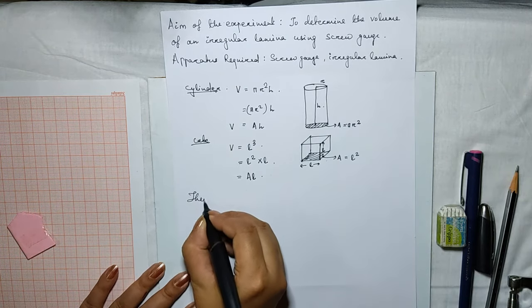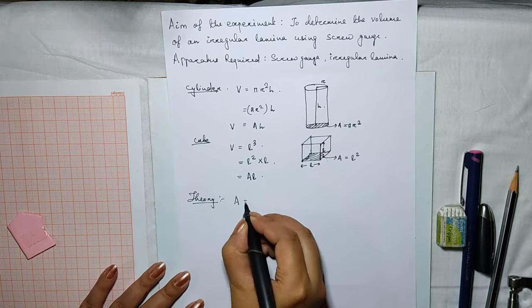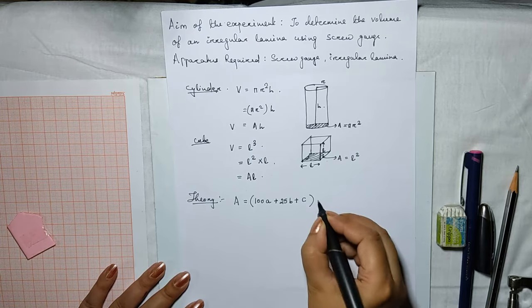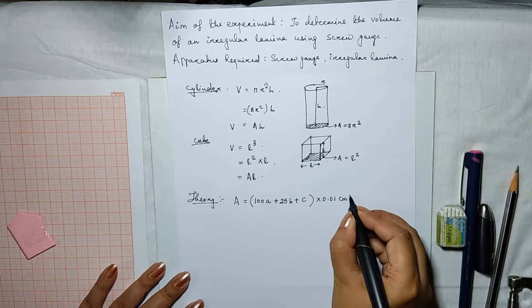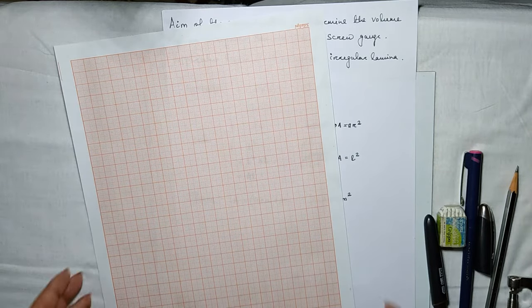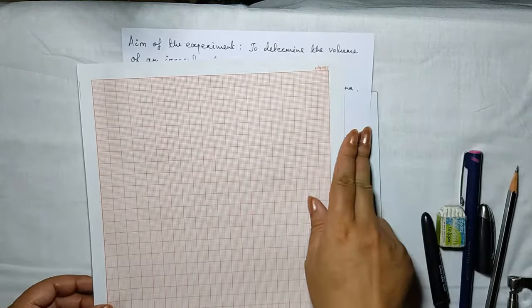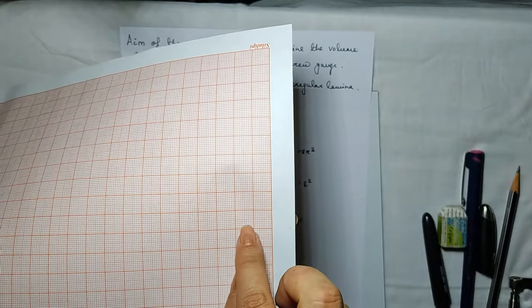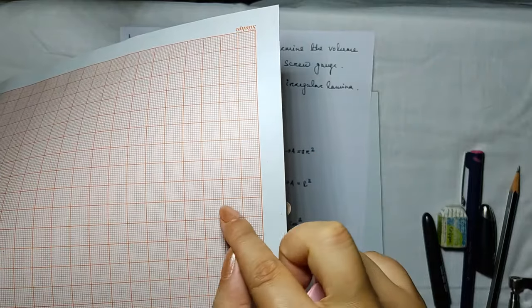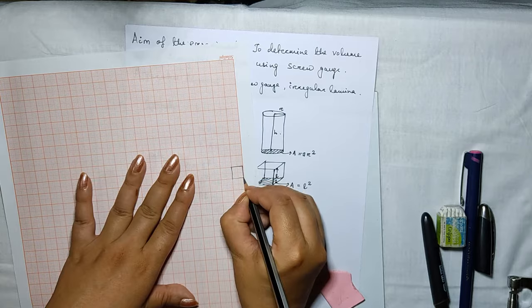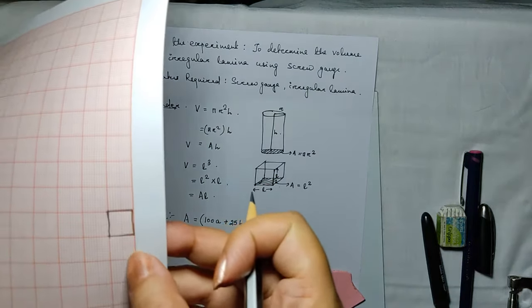So the theory is calculation of area. The area is equal to 100 into small a plus 25 into b plus c into 0.01 centimeter square. Try to understand from where this formula arises. How to calculate the area? If you take a graph paper like this, your confusion will be clear. So this is the graph paper. If we take a very small portion, that means a square of it, let me darken it. If this is the square I am taking, there are 100 small squares in between.